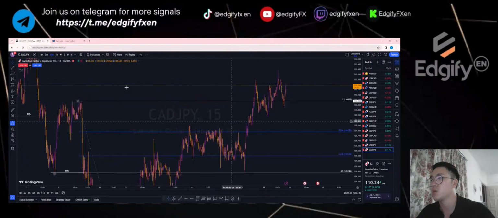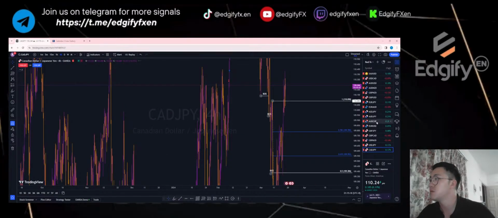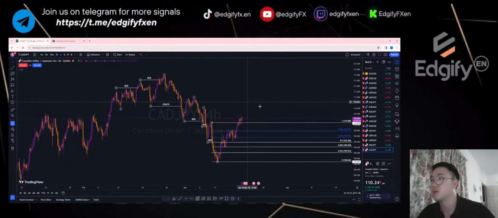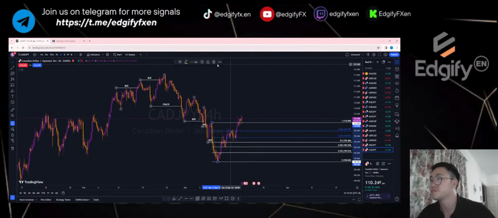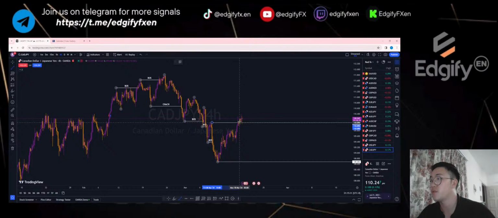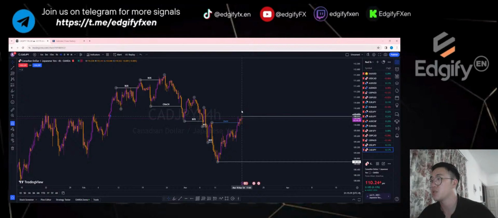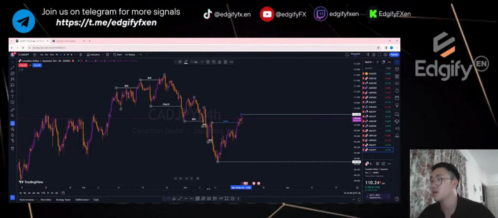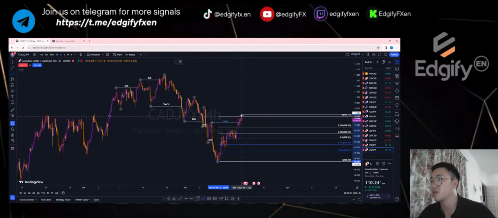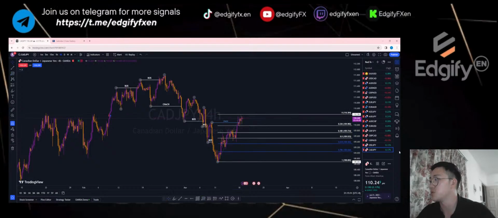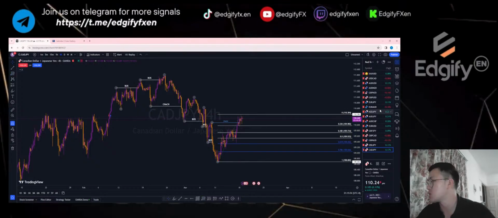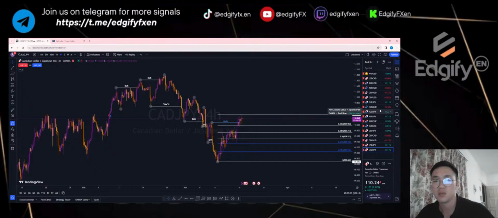CAD JPY looks similar on my 4-hour as well. So we just need to wait, assuming that this is our high. We are waiting for a retracement back to the 50 before we actually can take any positions. So we'll just wait out to see how this goes. Basically, these are the pairs that I'll be much more keen on looking at.